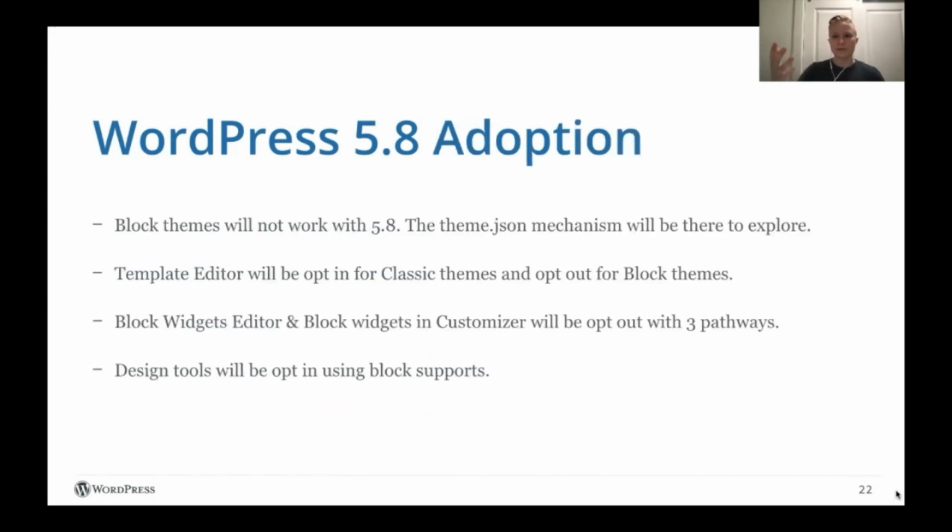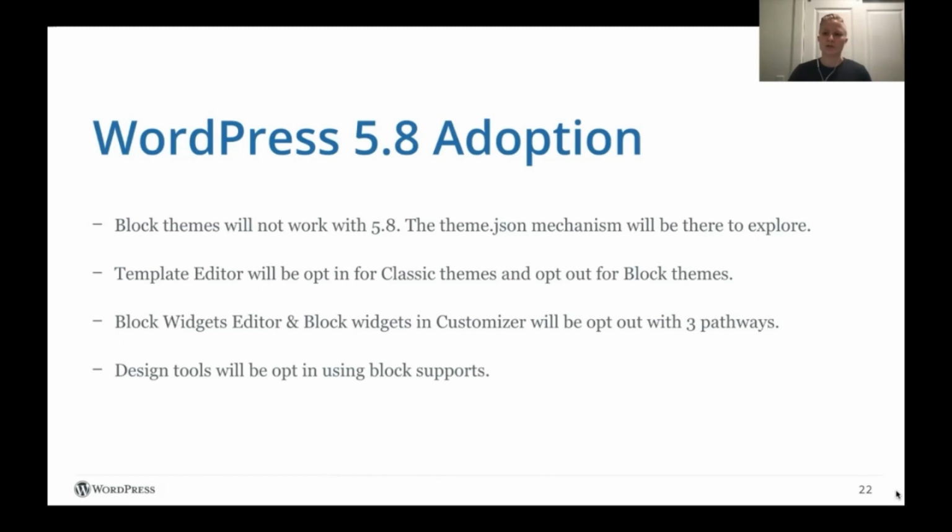So in terms of adoption, how is this actually being rolled out? Block themes will not actually work with 5.8. However, the theme JSON mechanism will be there to explore. So if you want to build a block theme, now is a great time to dive in. If you do use a block theme, you just have to install the Gutenberg plugin and it will work just fine with 5.8, but will not work out of the box.